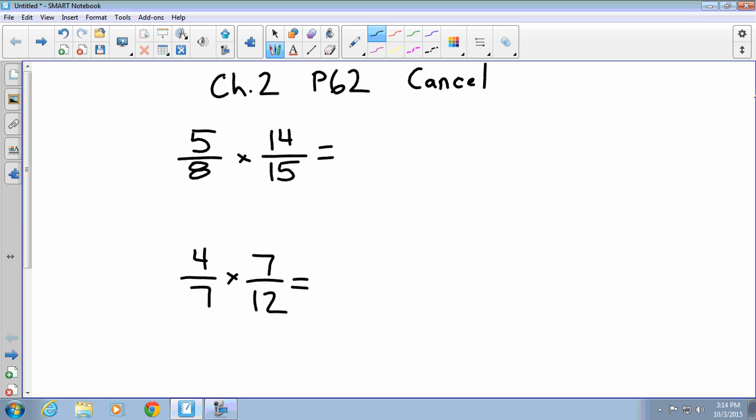We are on Chapter 2, page 62, and we are simplifying fractions or canceling fractions. The two examples I have are found on page 62. We're looking at 5/8 times 14/15. Now, the reason we like to do some canceling or simplifying fractions is because we want to make the problem a little bit easier than what it looks like right now.